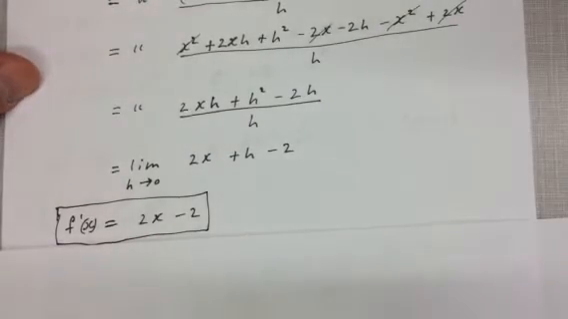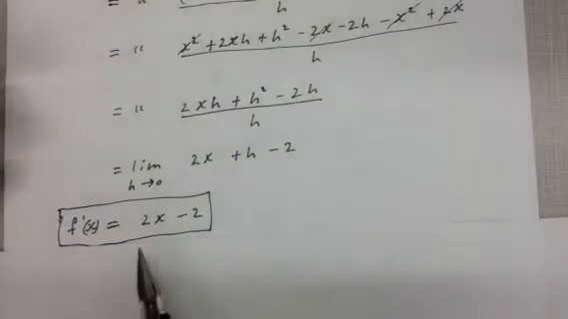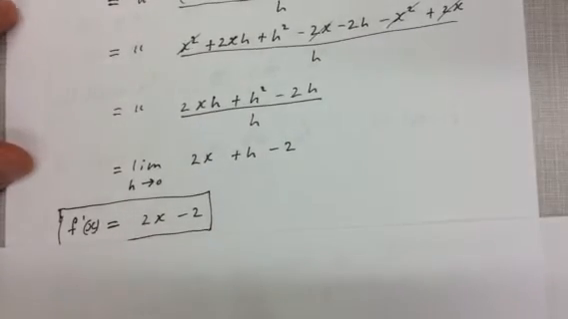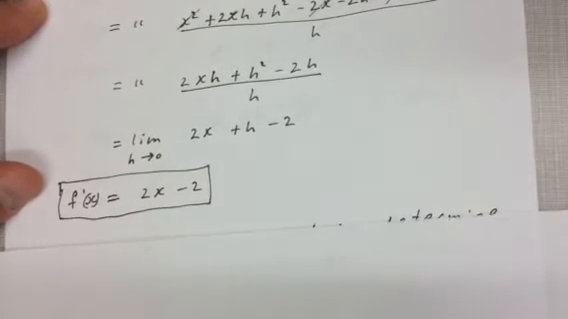So the derivative, or the instantaneous rate of change, or the slope of the tangent of f of x at any value x is 2x minus 2. So if I want to find the derivative at x equal to 7, I just sub in 7 here. At x equal to 35, I sub in 35. At x equal to 1,000,004, I plug in 1,000,004. And that'll tell me the instantaneous rate of change of that function at those values.